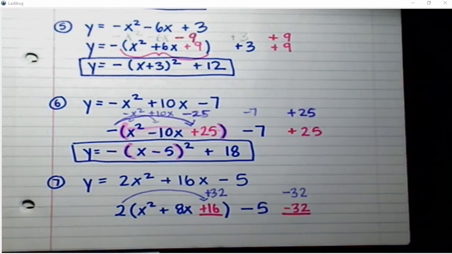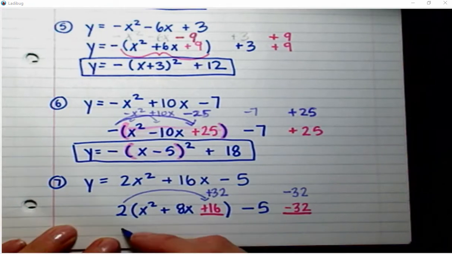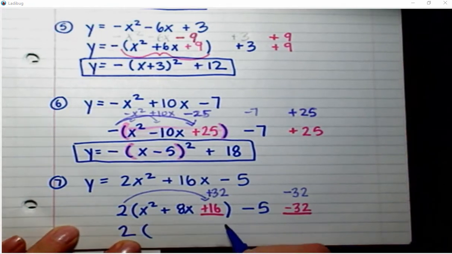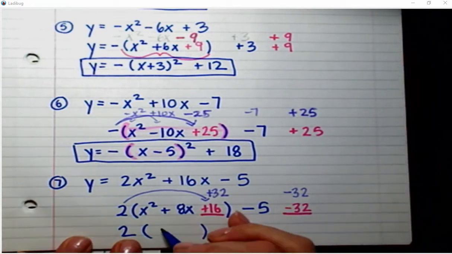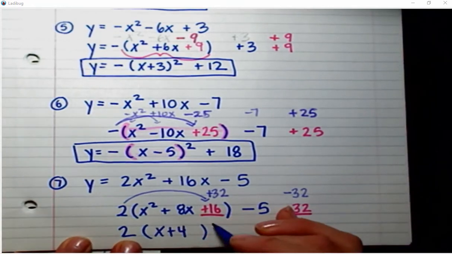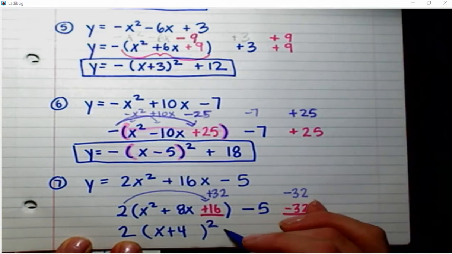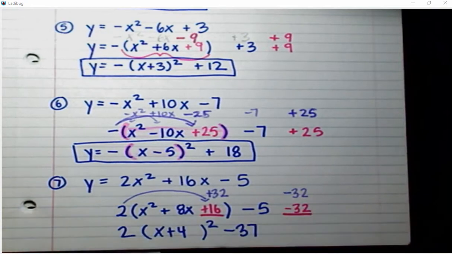So now I complete the square. Now I actually move to the next line. So the parentheses condense to 2 times x plus 4 squared and then minus 37.